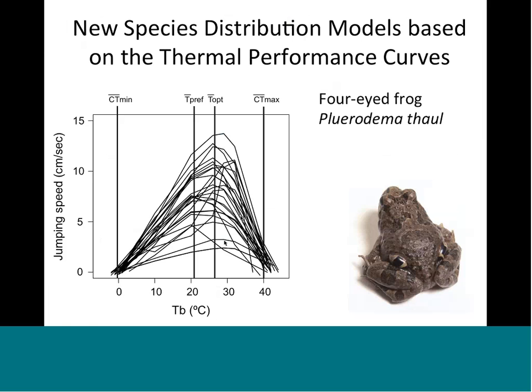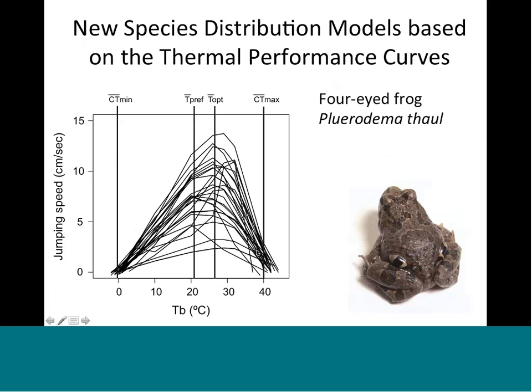This shows you one of these performance curves. So this is body temperature on the x-axis and jumping speed. This is one that I'm working on with Leo Bacigalupe in Chile. And this is the four-eyed frog, aptly named. You can see these little pouches that pop out at the back. It simulates eye spots so that the predator might attack the rear end of the frog and the frog can get away. But let's look at the thermal performance curve.